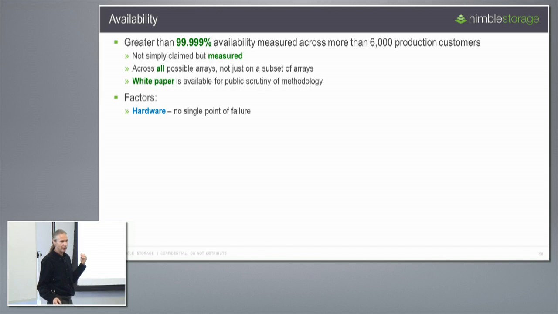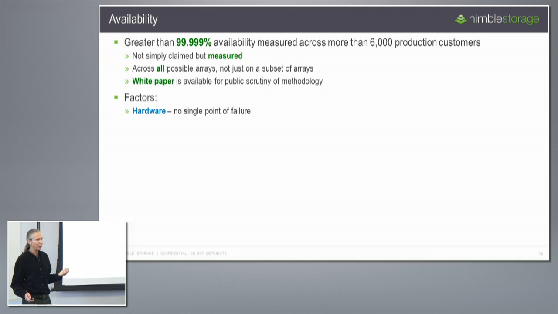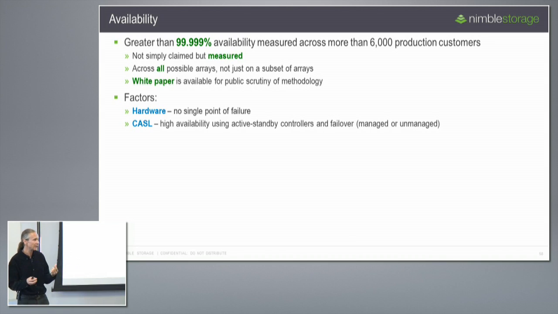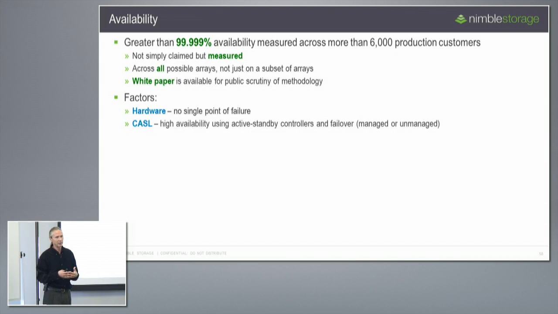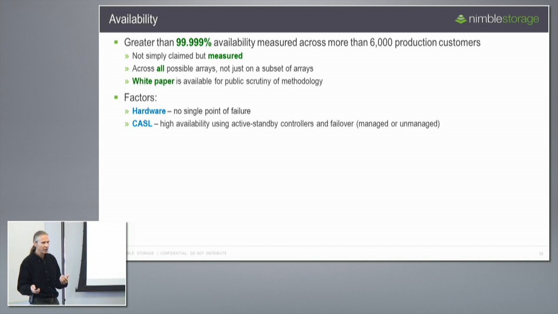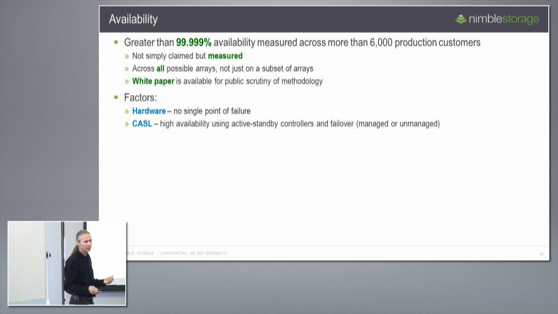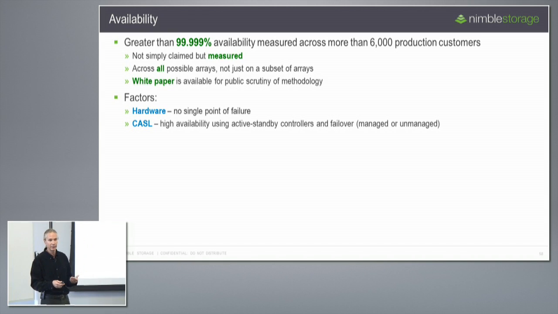What are the factors that allow us to do this? One of them is the hardware, obviously, no single point of failure. And the second one is the software, so that we have a high availability. We use active standby controllers, and a failover gives us the high availability. The failover could be managed, let's say, during upgrades, or could be unmanaged, say if there's some component failure or somebody pulls a controller.